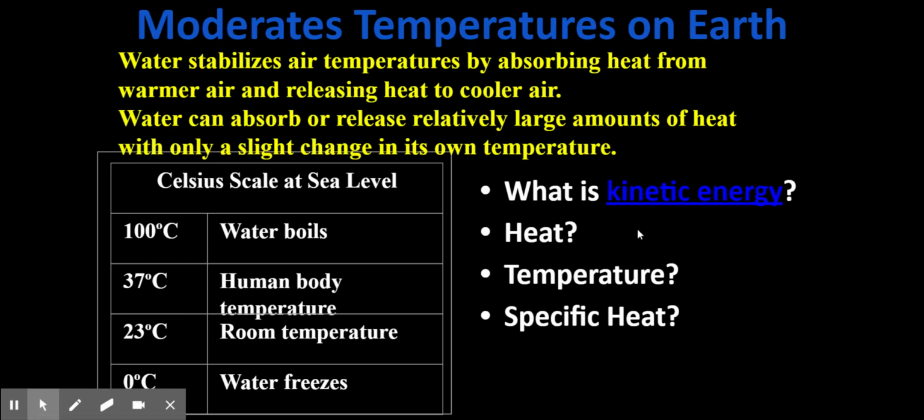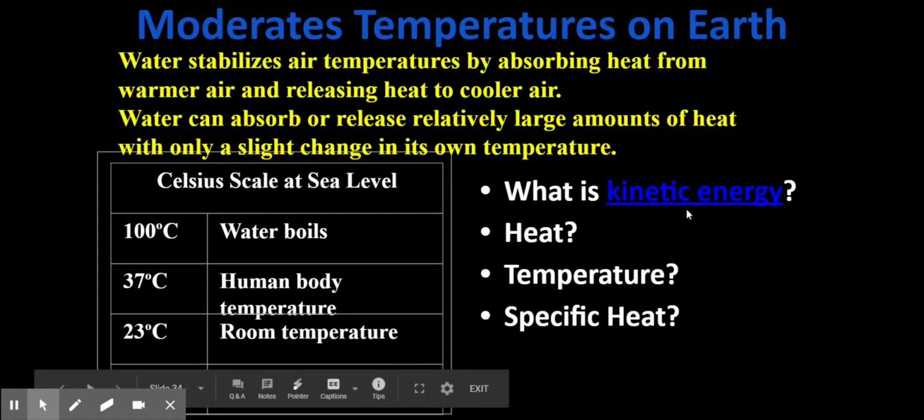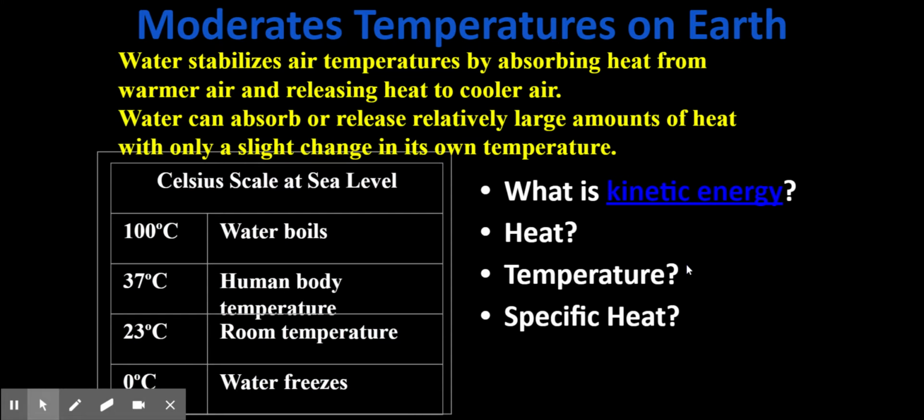So heat is the transfer of energy. Temperature is the average kinetic energy. So the average of how fast they're moving, because sometimes you'll have one sample and one molecule will be moving faster and another will be moving slower. But the average of the kinetic energy, that is temperature. So we use a thermometer to measure temperature.